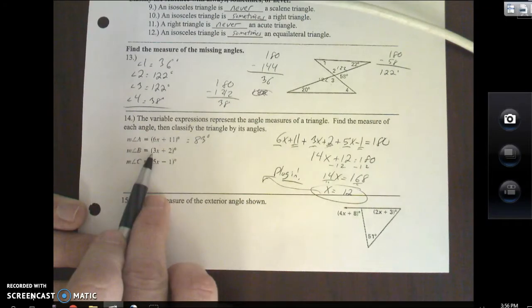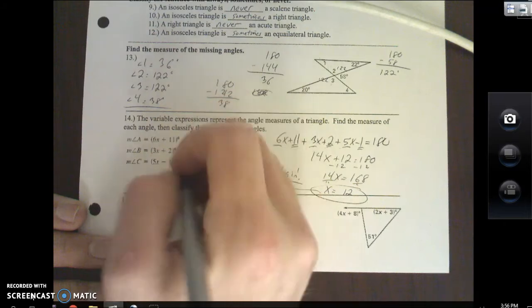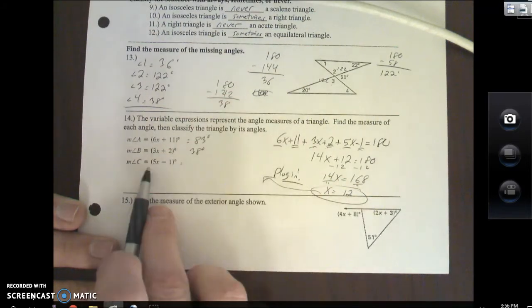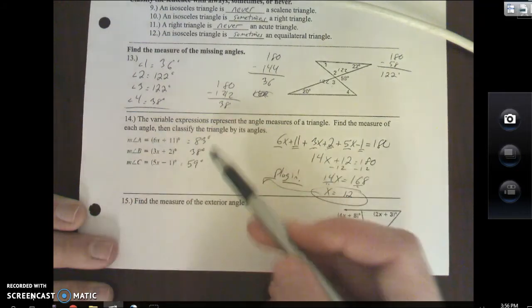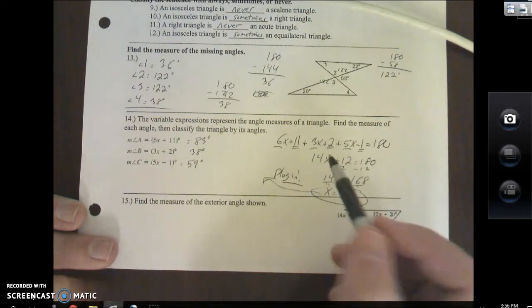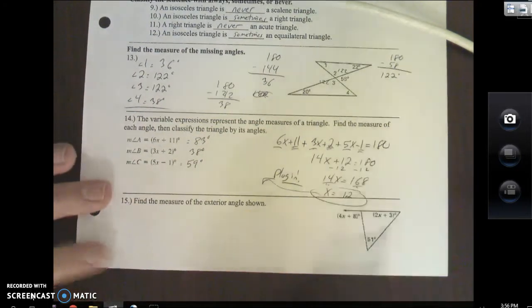12 times 3 is 36, plus 2 is 38. And lastly, 12 times 5 is 60, minus 1, 59 degrees. If I add all three of these up, they will equal 180. I know I'm awesome. Okay.